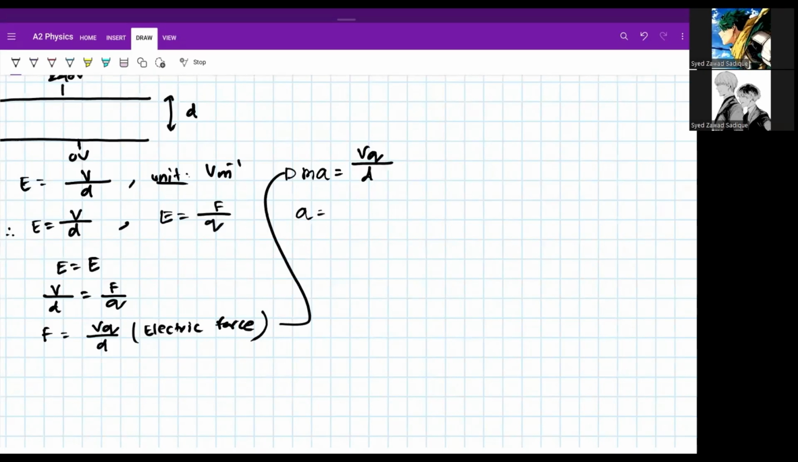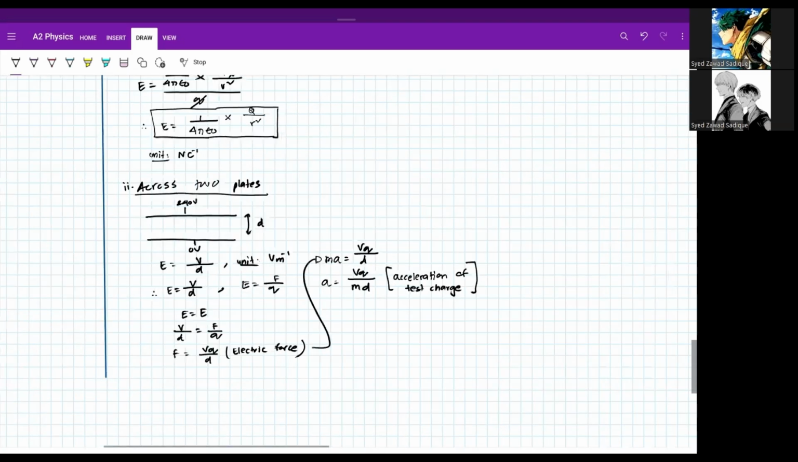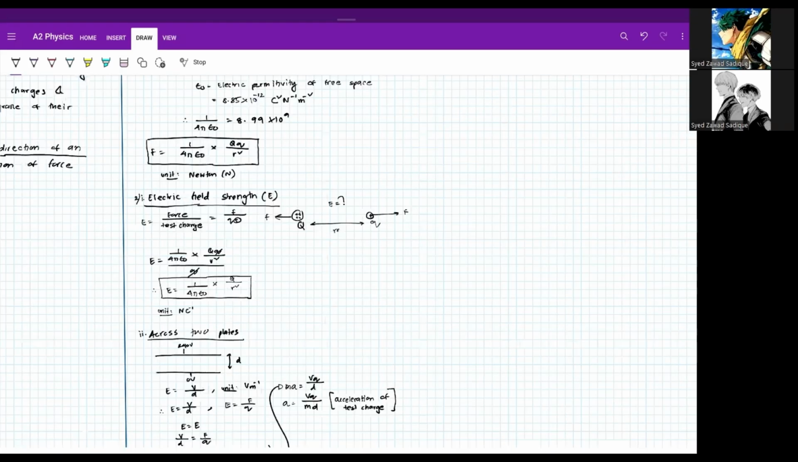So acceleration of a charge is equal to Vq by md. This is the acceleration of a test charge. Nice. Now, concept number three is electric potential.